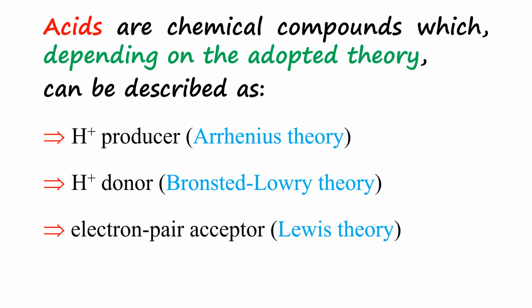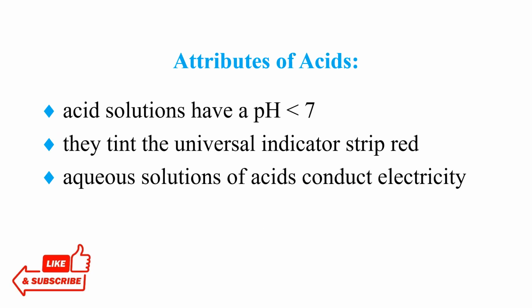Acids are chemical compounds which, depending on the adopted theory, can be described as hydrogen cation producers, hydrogen cation donors, or electron pair acceptors. Attributes of acids: acid solutions have a pH level less than 7. They tint the universal indicator strip red. Aqueous solutions of acids conduct electricity.